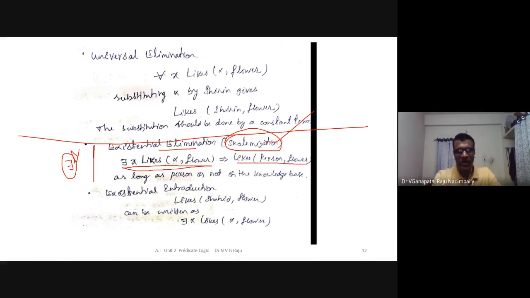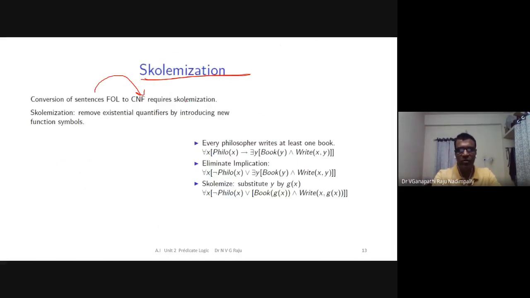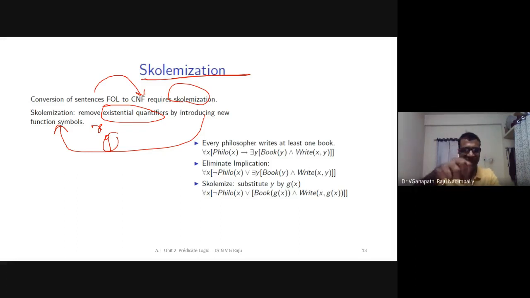Now, if I want to remove the existential quantifiers, I have to introduce new functional symbols. Wherever that symbol x is there, I will introduce a function like greater than of x, or equal of x, less than of x, like that. I will write my own user defined function. The user defined function is to replace the x variable. Now, shall I show with a small example? Is it okay for everyone? What is skolemization?